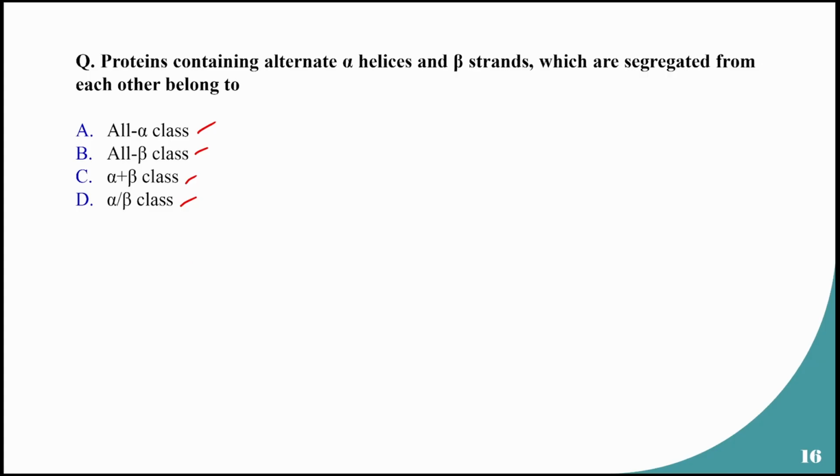Now the confusion sometimes comes between the alpha plus beta and alpha by beta classes of secondary structure based classification. Here in this question, it is asking about alternate alpha helices and beta strands which are segregated from each other. Now, what does segregation mean?